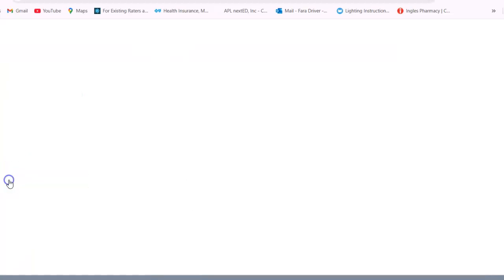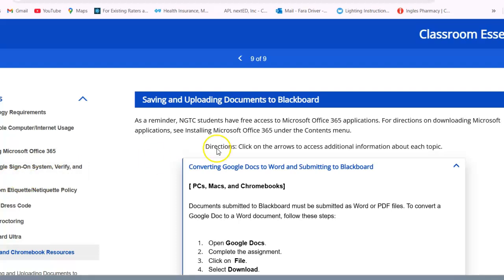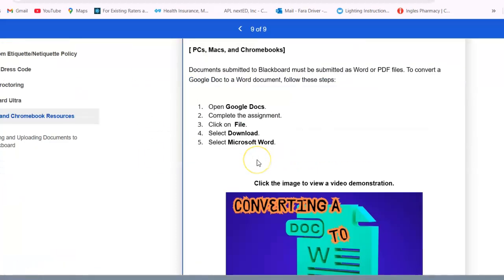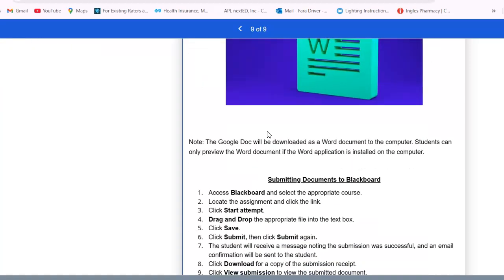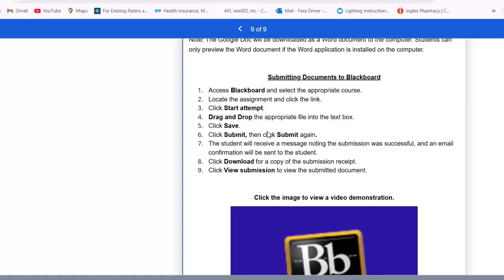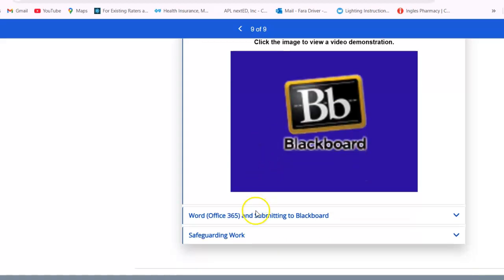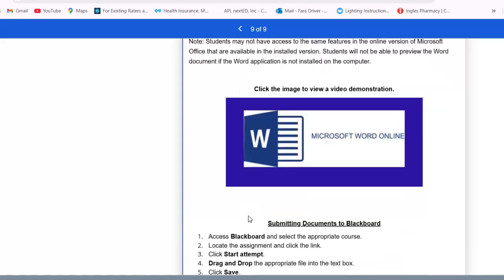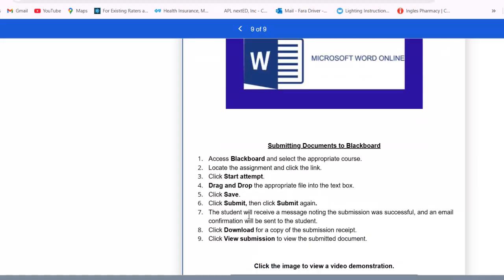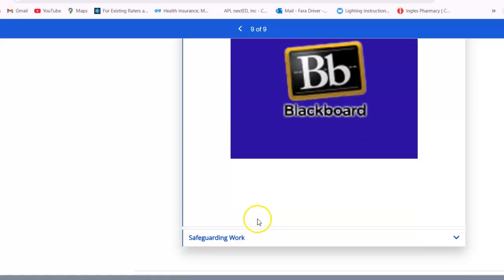And some of these are particularly important because when you submit things, one of the big things you're going to see is converting documents to a file, because you have to submit your work as literal files. You cannot send me a Google Docs link. So this explains how to go about either converting from Google Docs to a file itself so you can upload it, and then how to submit files to Blackboard itself. And there's a video that goes with it as well. There's also a section on submitting a Word or an Office 365 document. And again, a little video.